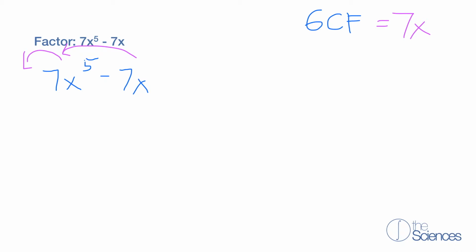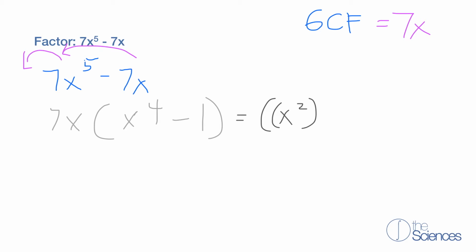When we do that, we get 7x times x to the fourth minus 7x times what to get 7x? Well, that's 1. Now we're going to factor out this term. We can see that we can express this as the difference of two terms. So we could express this as x squared minus 1 squared.